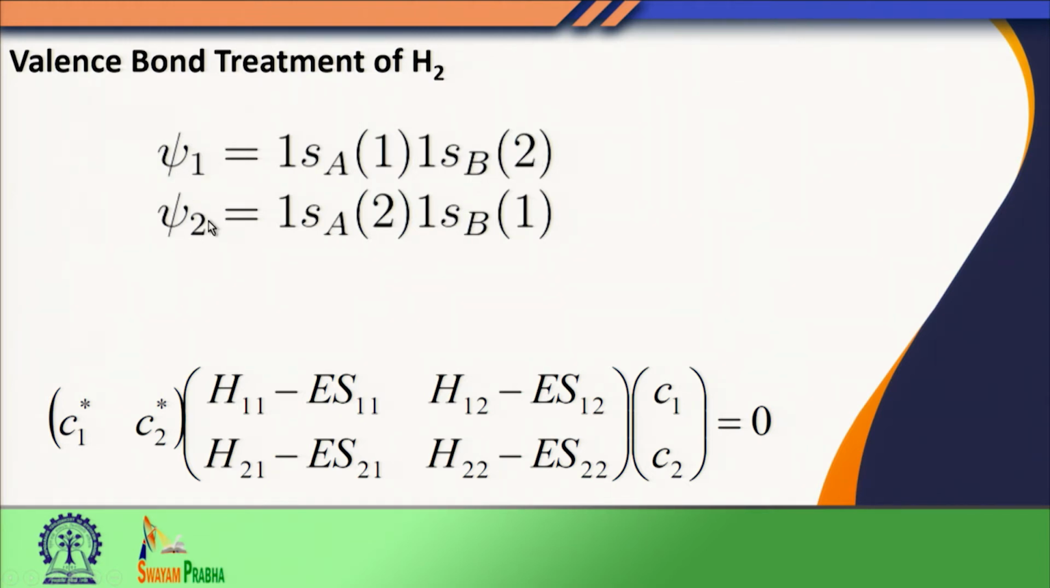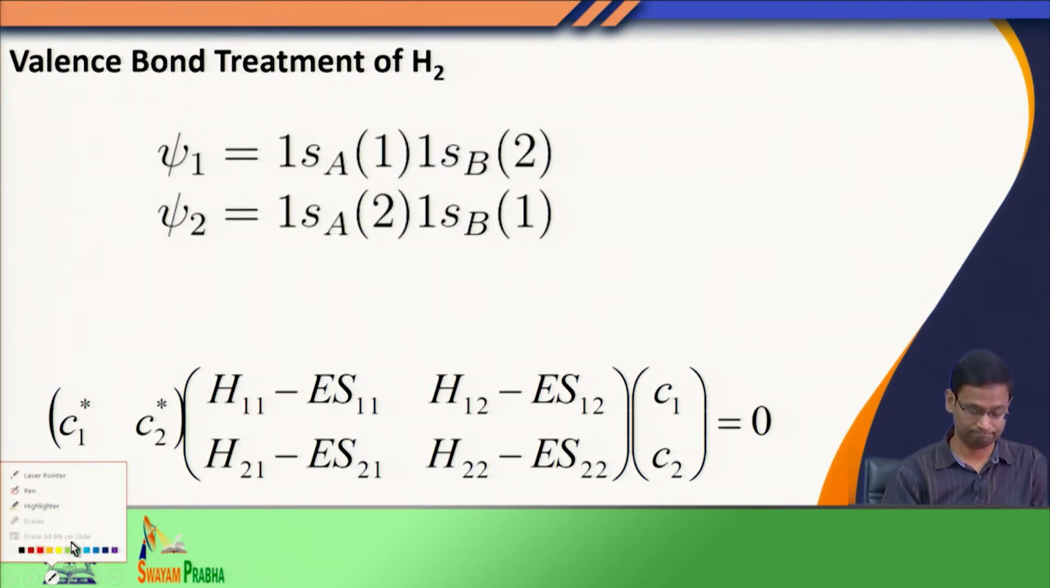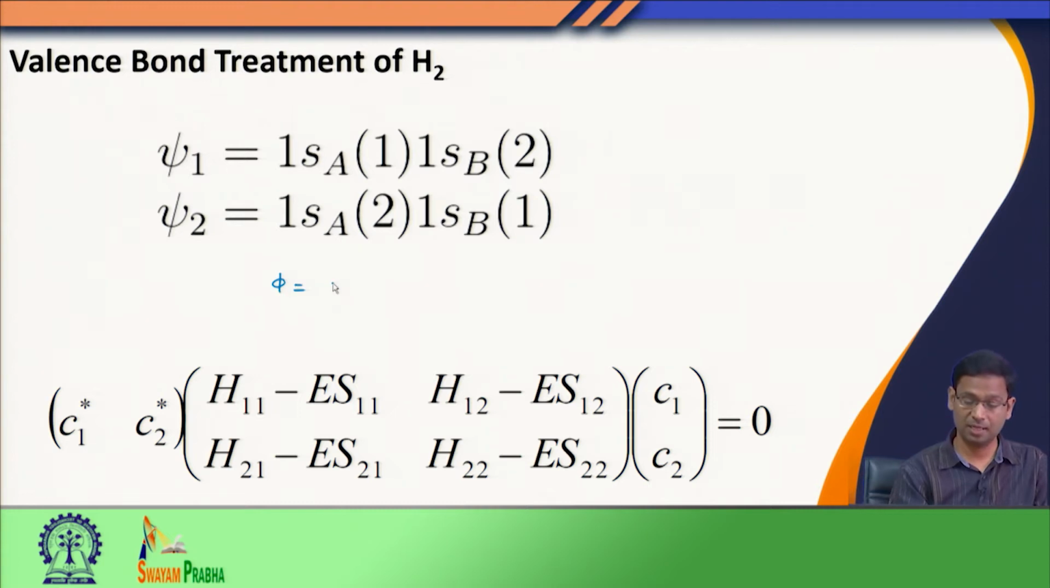This was psi 1, and we also said that since the electrons are indistinguishable in the molecule, when the hydrogen molecule is forming, electron 1 and electron 2 should not be distinguishable. So we wrote down psi 2, where we assigned electron 2 to the 1s A orbital and electron 1 to the 1s B orbital, and then we said, let the trial function phi be a linear combination of psi 1 and psi 2.